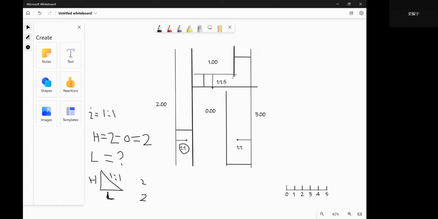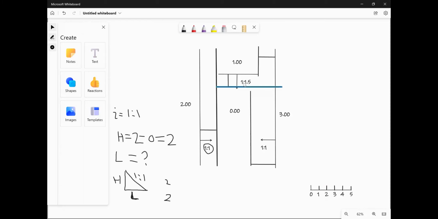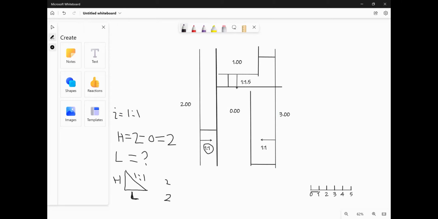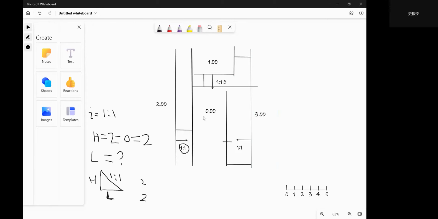Parallel to this one. And then you can see, from this plate to this plate, the difference is 1, and the horizontal distance is also 1. Okay, I measured the distance, that is 1. I put it here, and then draw a line through here.